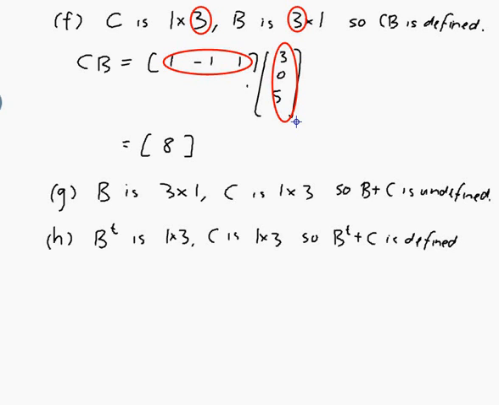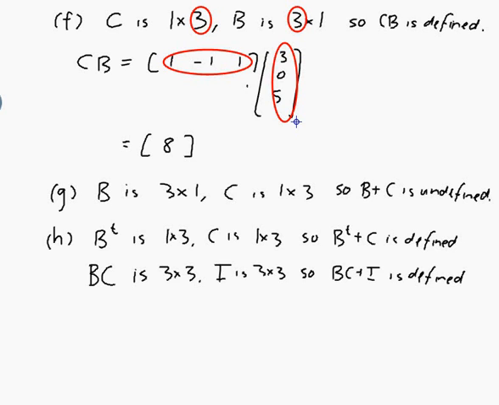Okay, so let's do the other part. BC we've already calculated. BC is certainly defined because we've already calculated what it is. And BC was a 3 by 3 matrix. The matrix BC is 3 by 3. I, at the very beginning, was said to be the 3 by 3 identity, so I is 3 by 3. So BC plus I is defined.